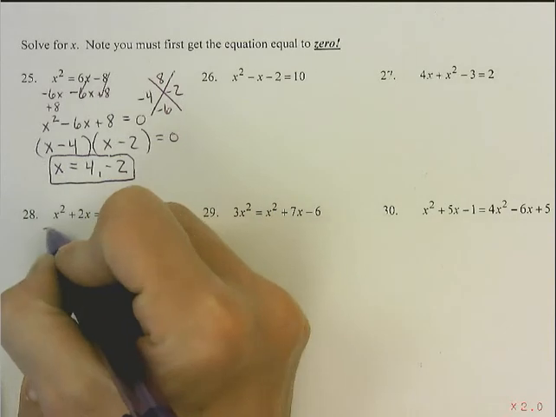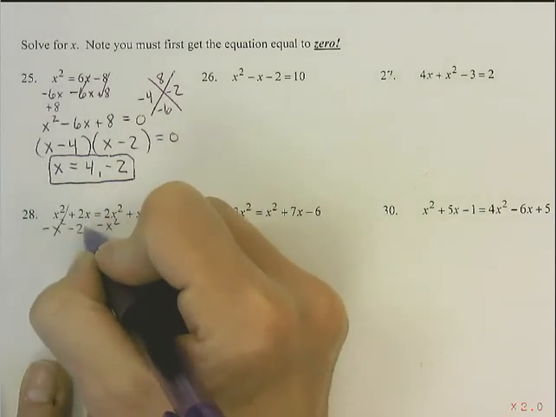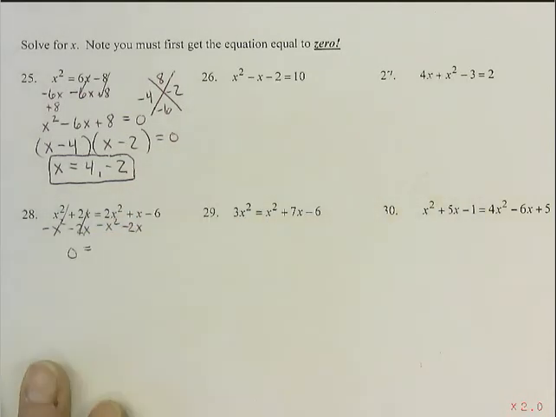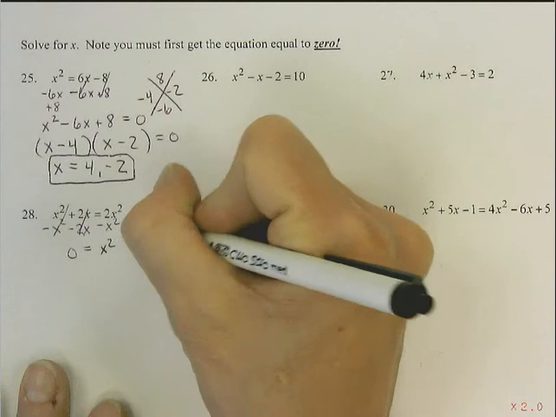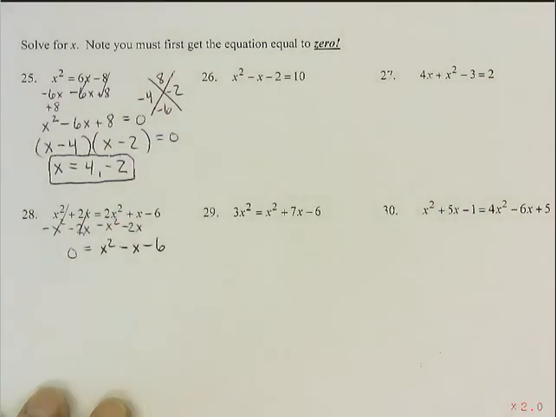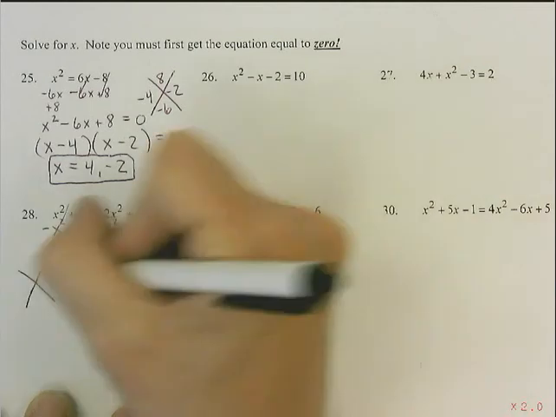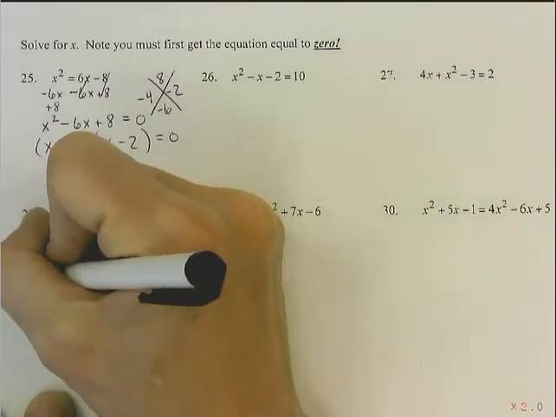So I'm going to subtract x squared over here, and I'm going to subtract 2x to this side, leaving me 0 on the left side, and x squared, combining my like terms, minus x minus 6. Okay, and that's going to be a lot easier to factor. I think you guys can finish it from here, but I'll help you finish it. Multiplies to be -6, adds up to -1. The two numbers will be -3 and 2.